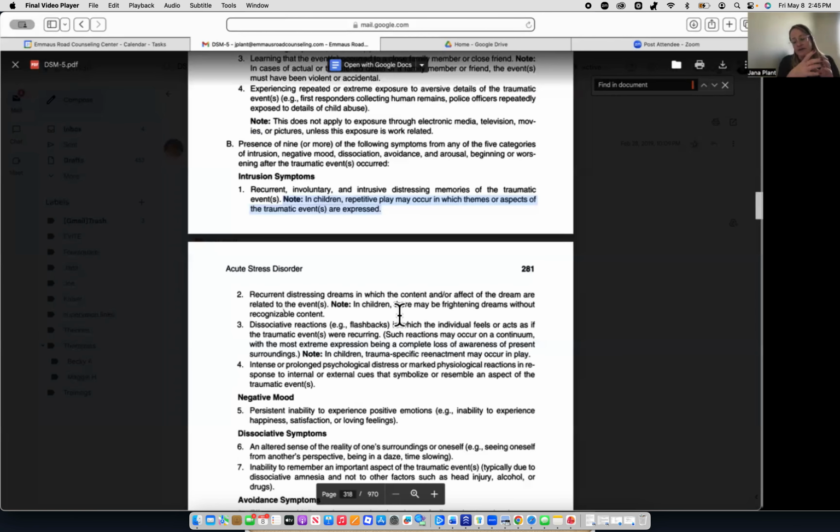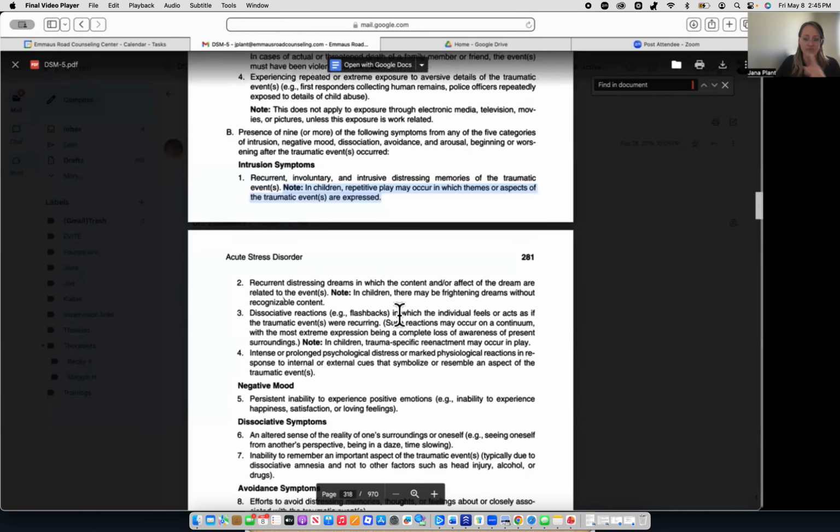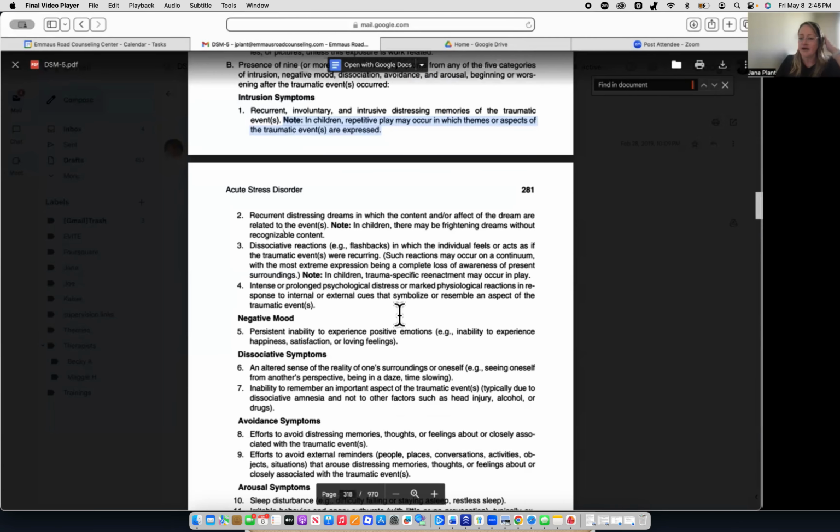If you have sexual abuse, reenacting that sexual abuse through their toys, or even drawing out things that have happened to them. So if you see a kid with repetitive play, and there are themes in it, that could be a criteria for the intrusive symptoms. So make sure you take note of that because this does play out in one of our case studies.